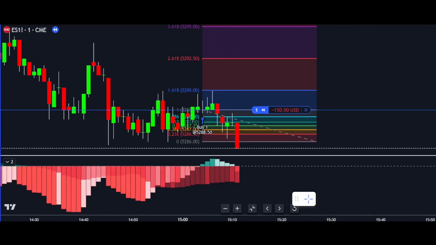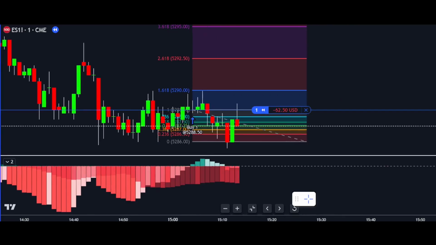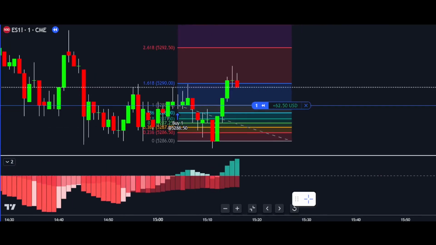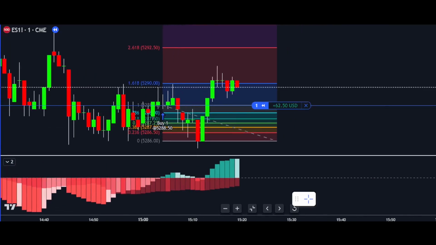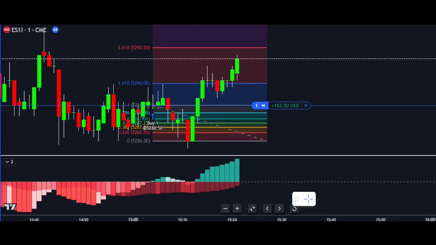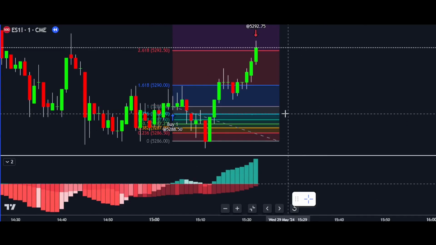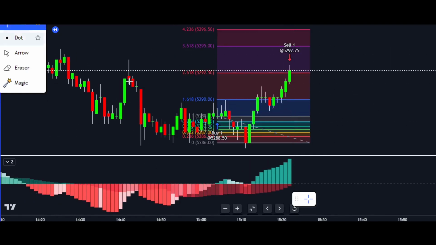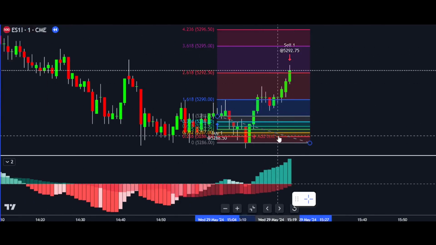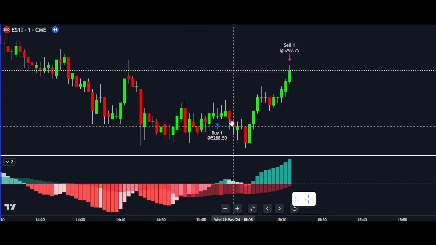3. Clear entry and exit points. The strategy provides clear and straightforward entry and exit points. When the price touches the Bollinger Bands and the MACD confirms the signal, it makes it easier for traders to make decisions without second-guessing. While this strategy has its advantages, it's also important to be aware of some potential drawbacks.